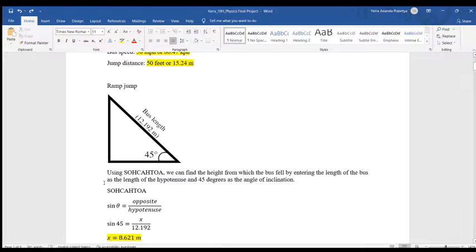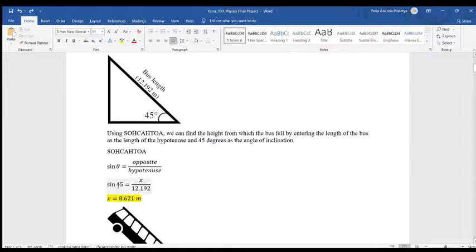So the formula is sin equals opposite over hypotenuse. We input 45 degrees as the angle of inclination and the bus length, 12.192 meters, as the hypotenuse. So we get sin 45 equals x over 12.192, and x is 8.61 meters. So the bus fell from a height of 8.61 meters.